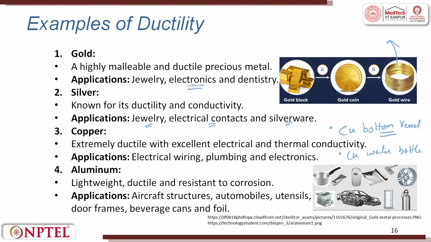Next is aluminium. Lightweight, ductile and resistant to corrosion. Aluminium is also used in utensils. Wheel rims are made out of aluminium, bottles are made out of aluminium. This is called the body in white of a car, which is also made out of aluminium. Today we are replacing it with titanium. It is expensive, still aluminium plays a very important role. Applications: aircraft structure, automobiles, utensils, door frames, beverage cans, the Coke can, whatever you drink, it's made out of aluminium, and foils.